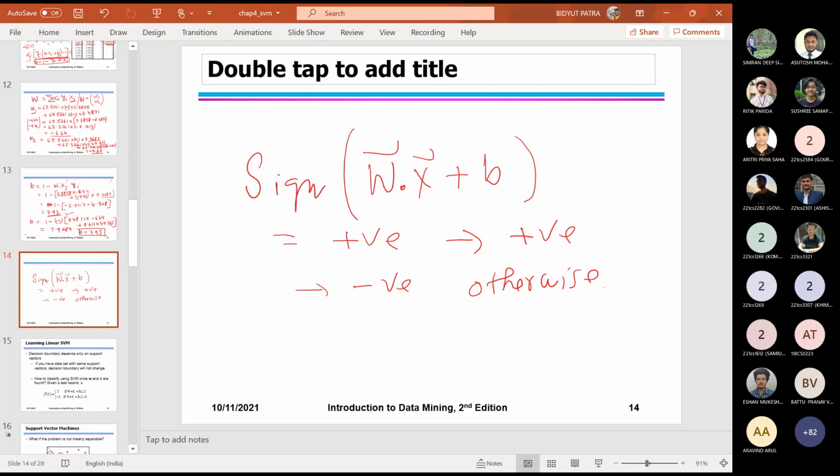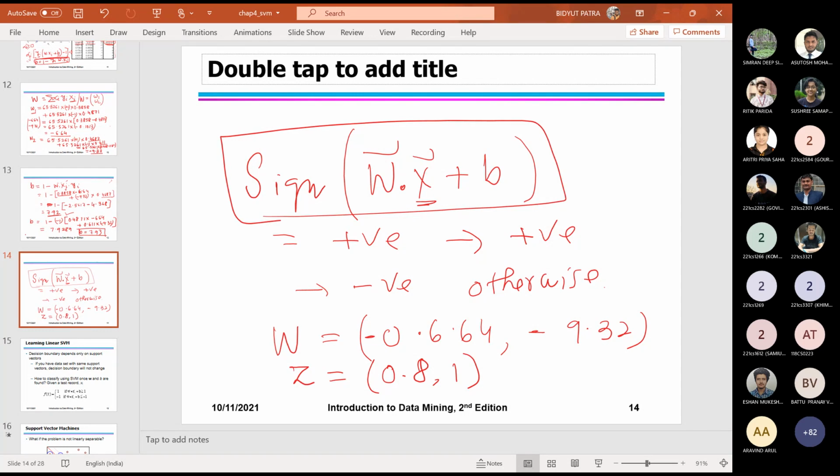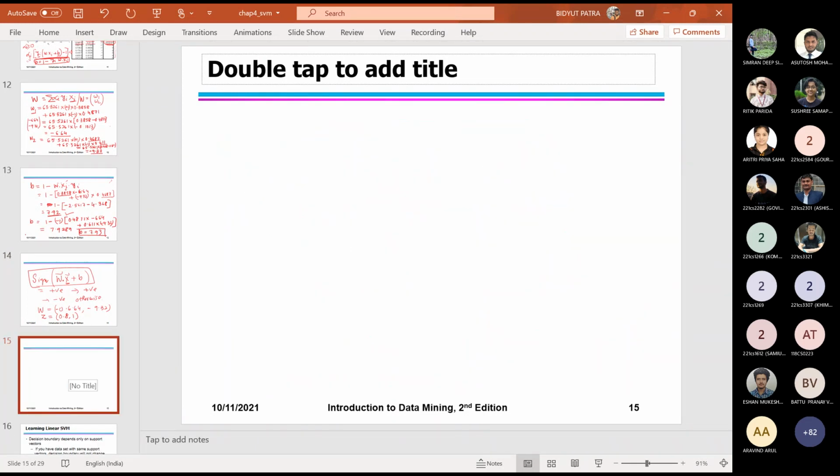Now we got the W, which is minus 6.64, minus 9.32, and Z is the new vector, which is 0.8 and 1. So what will be the class level? Can you find out? We have to put it here. So what will be the class level?